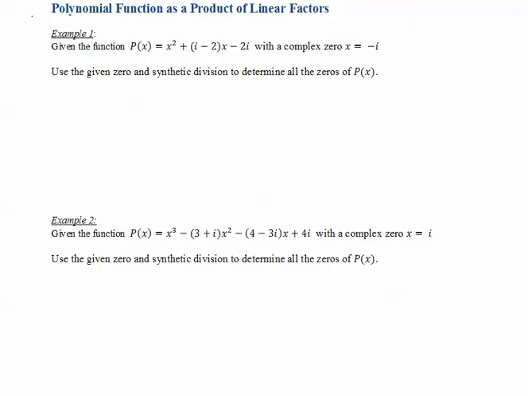Hello, in this video we'll learn about polynomial function as a product of linear factors. We're going to see this example.